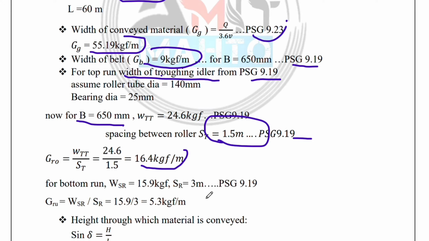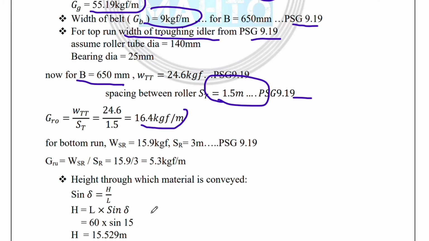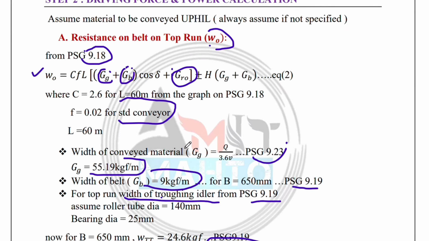Okay. So for bottom run, we denote as GRU, and for top run, GRO. So the GRU is equal to WSR upon SR. So WSR as straight idler we got 15.9 kgf, and spacing we got 3. So after solving we get 5.3 kgf per meter. Okay. So till here we got.